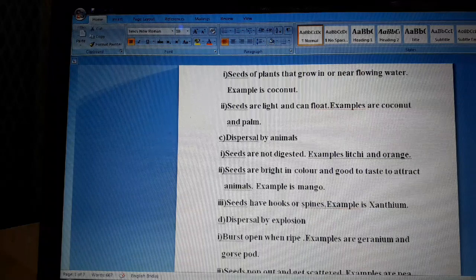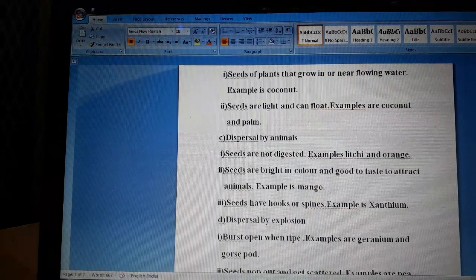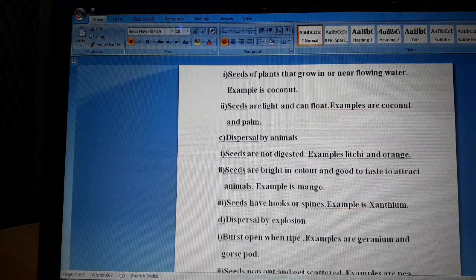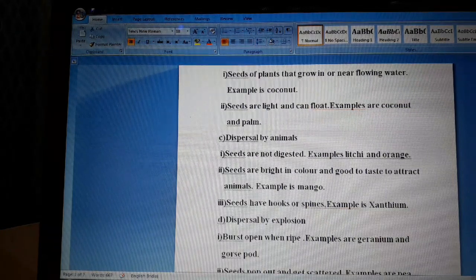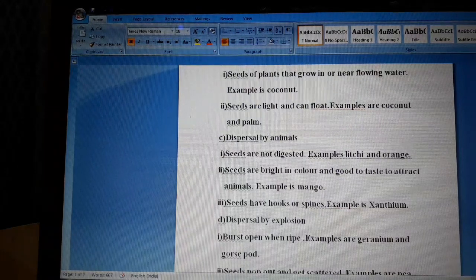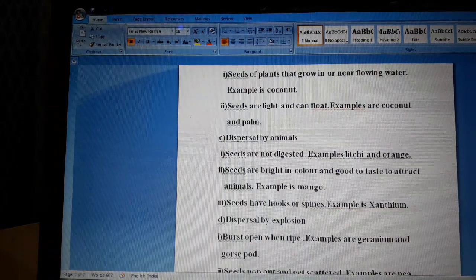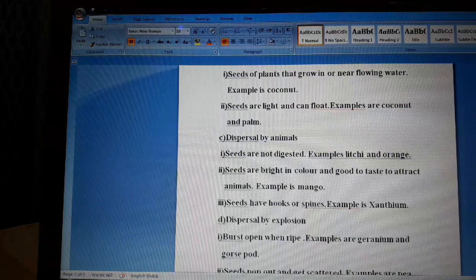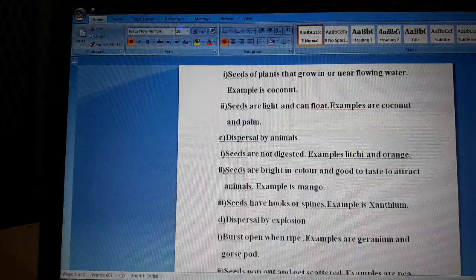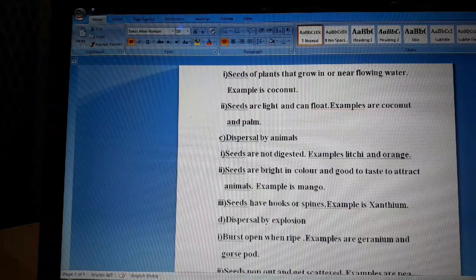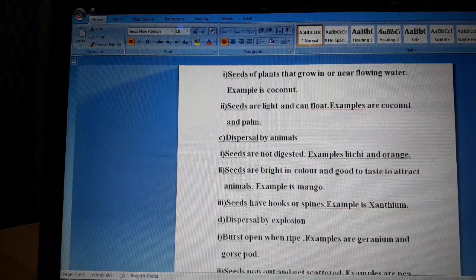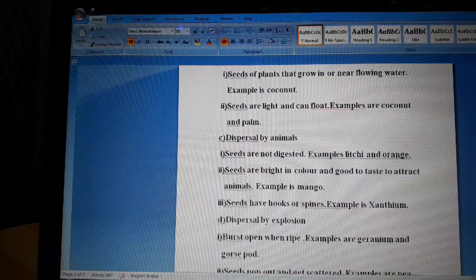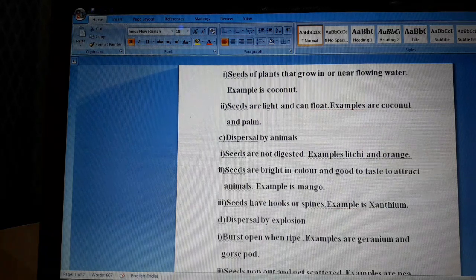Now certain seeds have hooks or spines. What happens when animals go near these plants or seeds? These seeds have hooks or spines, and they stick to the fur of those animals. Again I told you, animals don't stay in one place, they move from one place to another. Suppose the seed has stuck to its body, it moves from one place to another, and when it goes to another place, by chance the seed falls from its body, then a new plant grows from there. An example is xanthium.